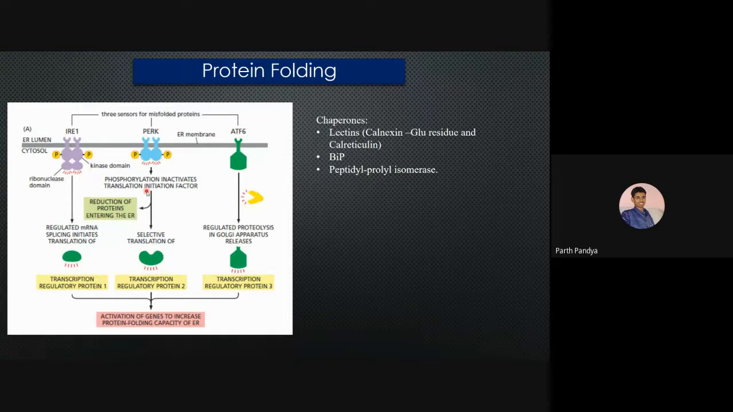Once the protein has been formed, signals are given by the mRNA for regulatory proteins like 1, 2, and 3. These proteins increase the activation of these chaperones, which further increases the protein capacity of the ER.